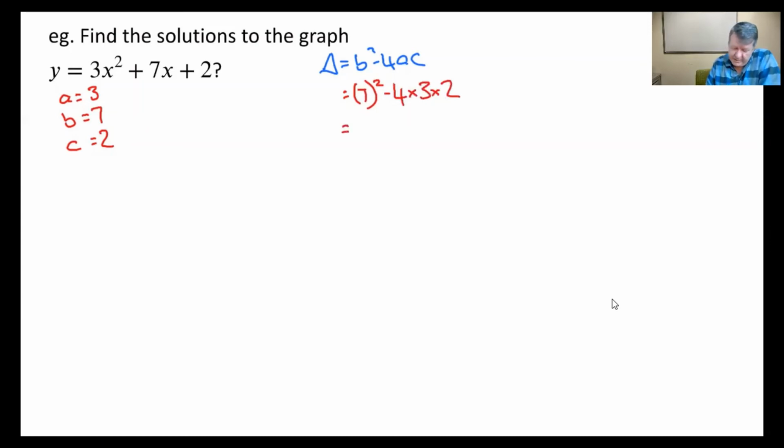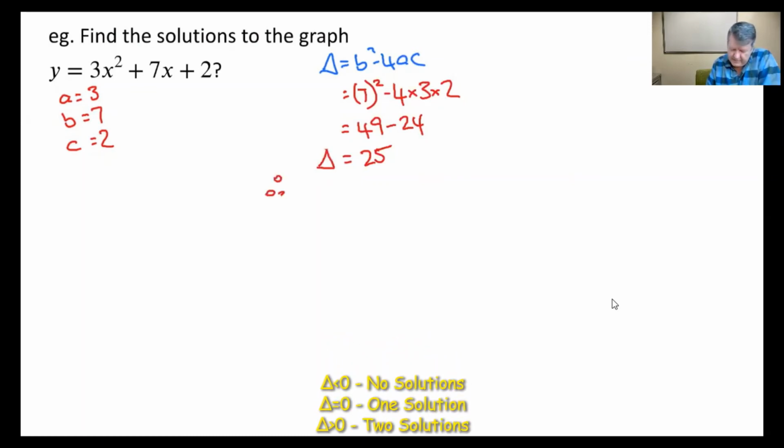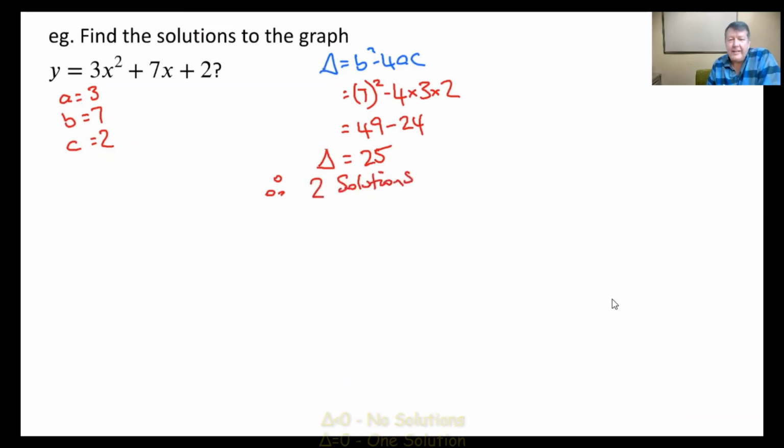All right, 7 squared is 49 minus, they're all positive, so minus 4 times 3 is 12, times 2 is 24, which leaves us with 25 as our discriminant. So how many solutions? There are 2 solutions. And they are 2 rational solutions because it's 25, a nice square number.